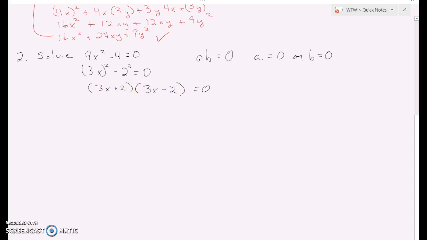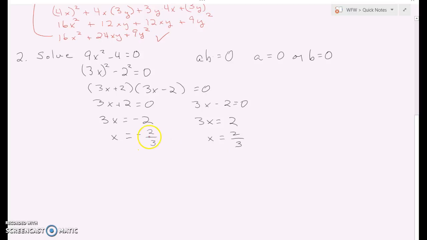So we can find values of x that make this true by setting each thing equal to 0. Either 3x plus 2 has to equal 0 or 3x minus 2 has to equal 0. Subtracting 2 from both sides, we get 3x equals negative 2, and then dividing by 3 to isolate x, we get x equals negative 2/3. In the other equation, we add 2 to both sides, 3x equals 2, and divide by 3, x equals 2/3.